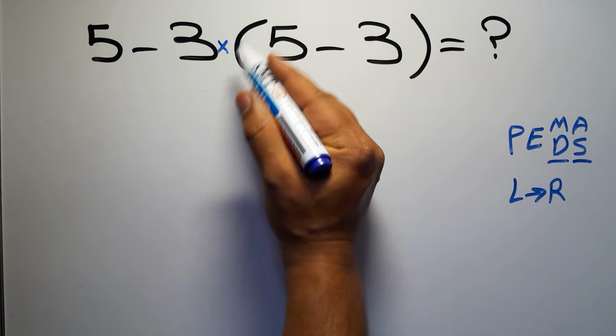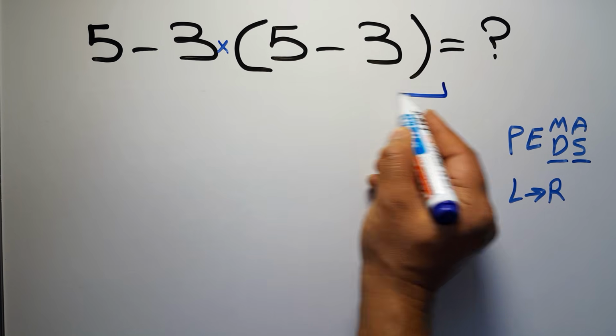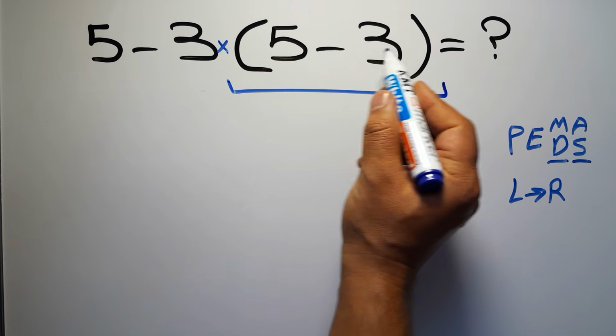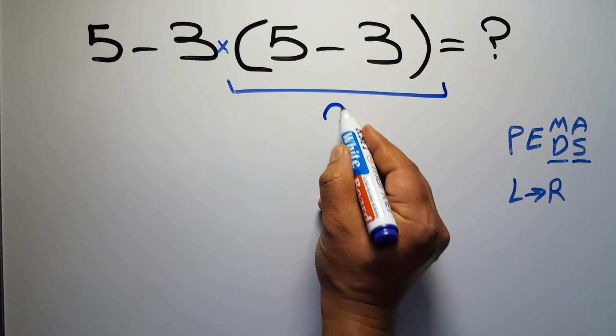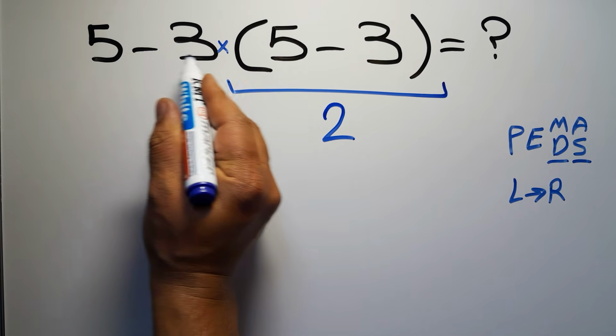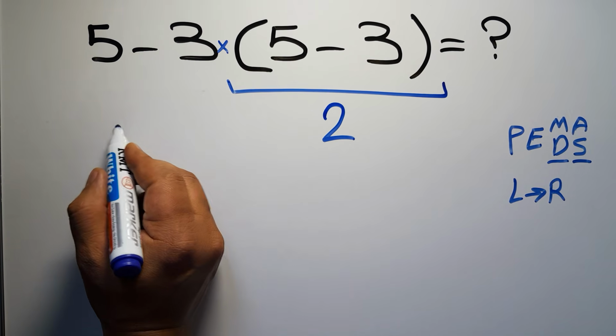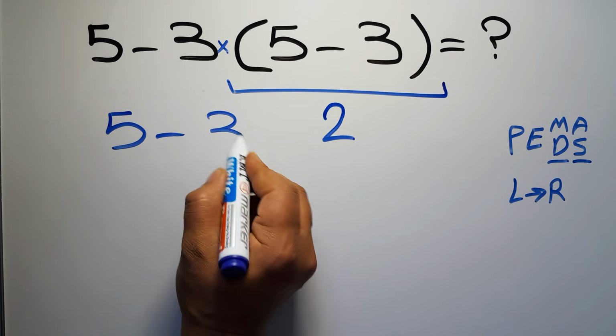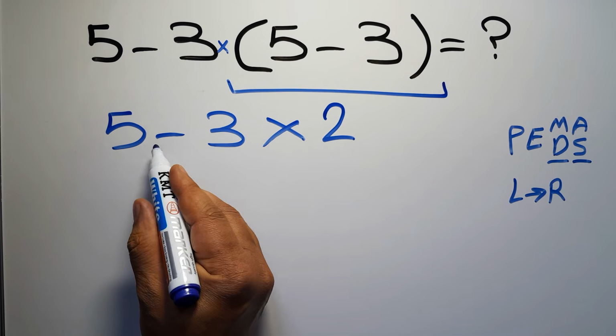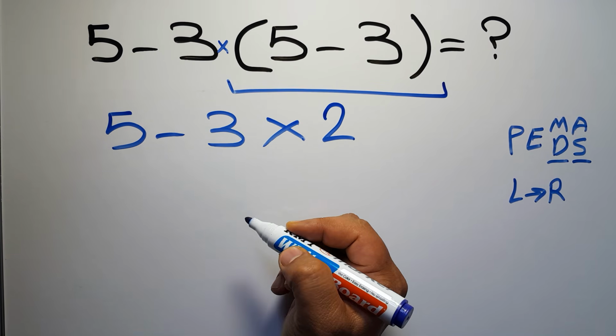So first we have to do this parentheses. Inside this parentheses we have 5 minus 3 which equals 2. So 5 minus 3 then times 2. Now we have one subtraction and one multiplication.